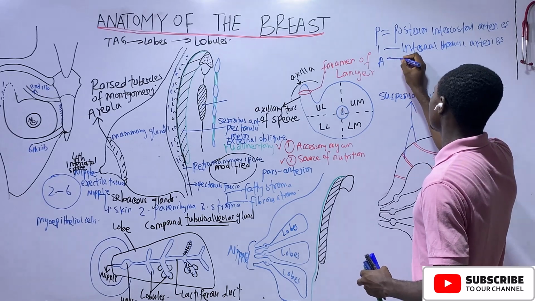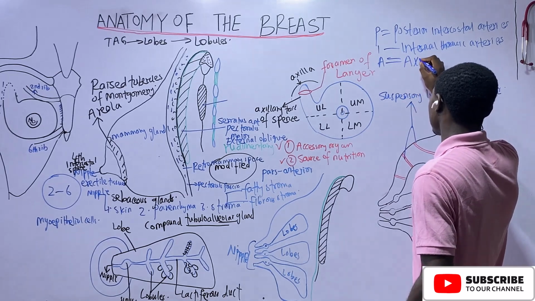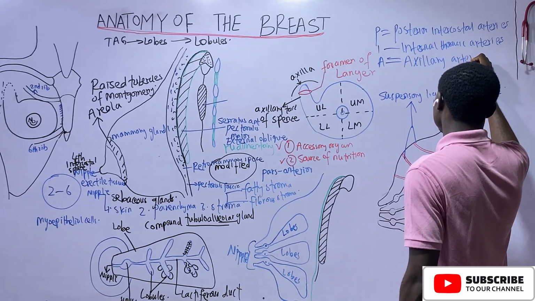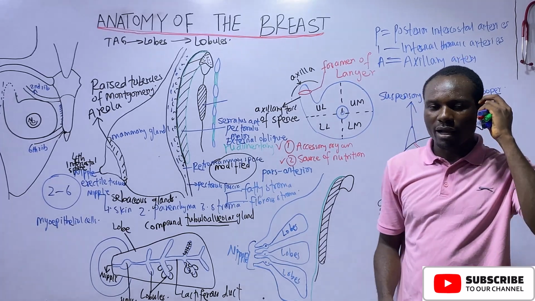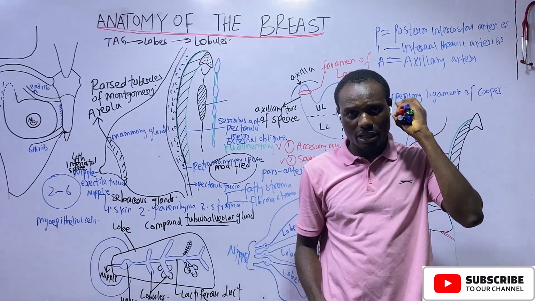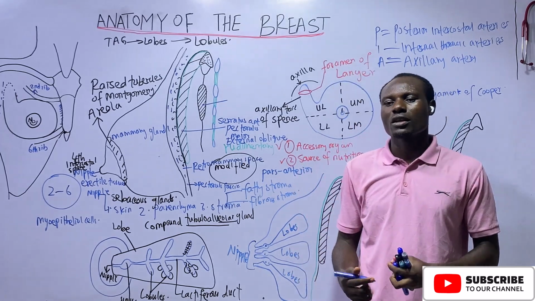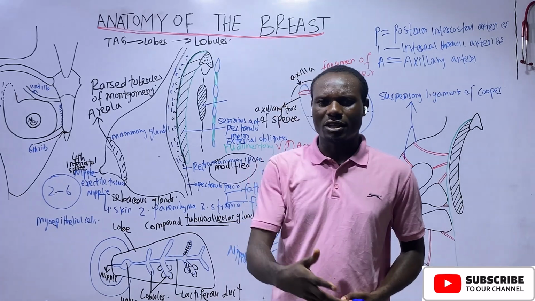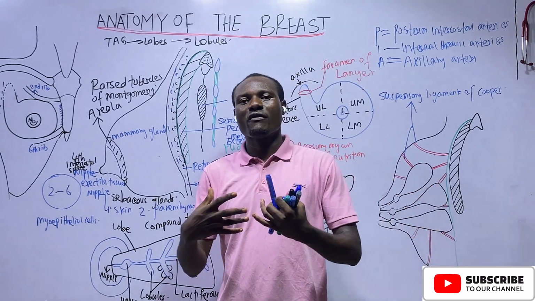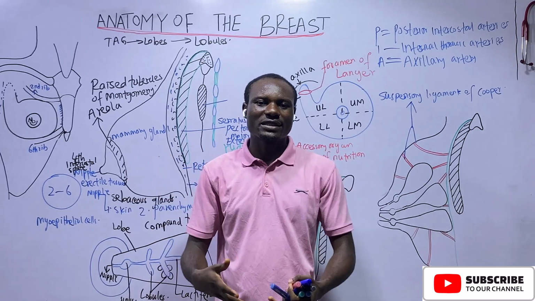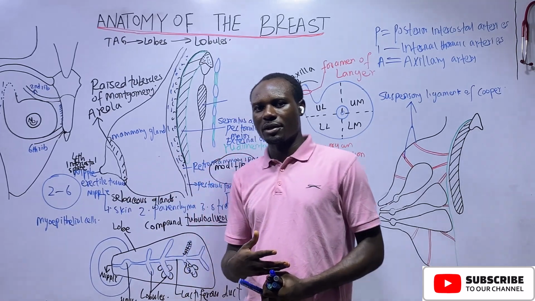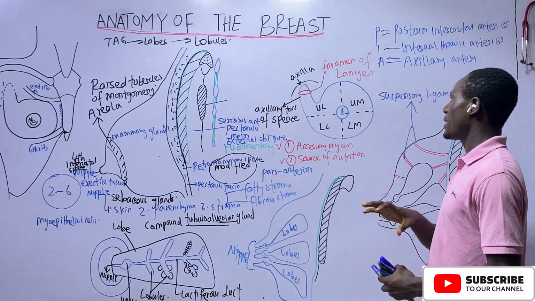So then this artery right here is the axillary artery. So the breast is supplied by branches of the posterior intercostal artery, the internal thoracic arteries, and the axillary arteries. In fact, some even give perforating branches that pierce the deep fascia of the pectoral region and go down to supply the breast. So we should always remember that.